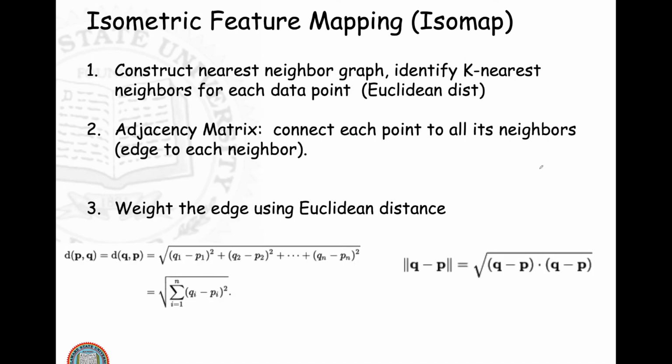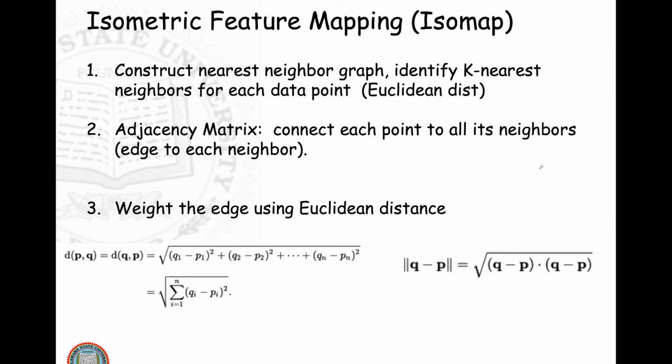And so what do you do for Isomap? It's a number of simple steps. The first thing you do is take your data points and build a neighbor graph, treating each data point in your data set as a set of nodes. You can identify the K nearest neighbors for each point using some Euclidean distance measure. That's a locally linear assumption. And then you're going to construct an adjacency matrix. This adjacency matrix is going to be used to connect each point to all of its neighbors.